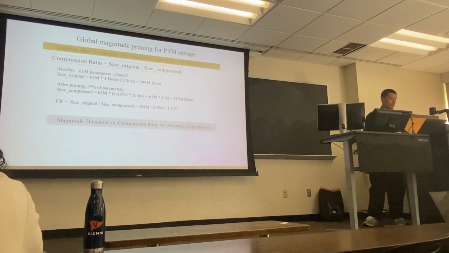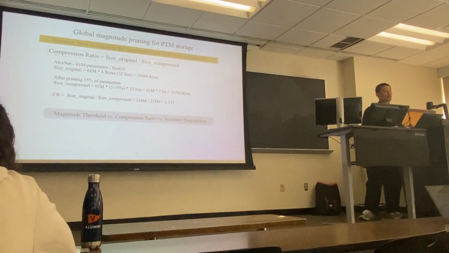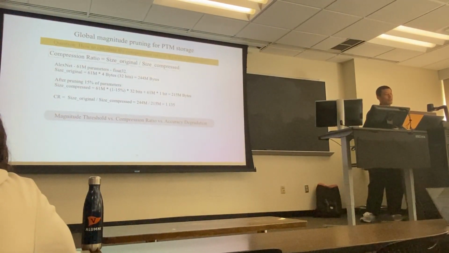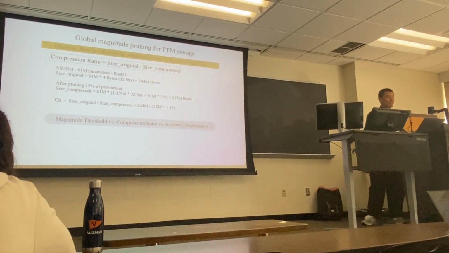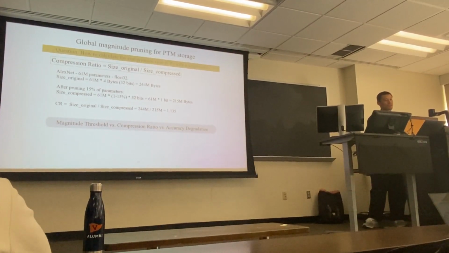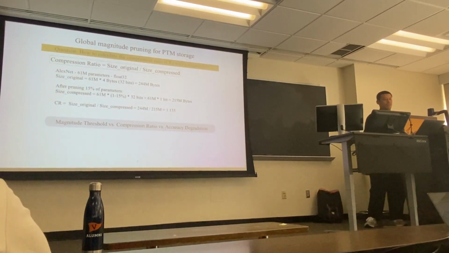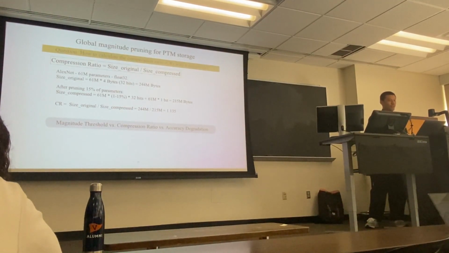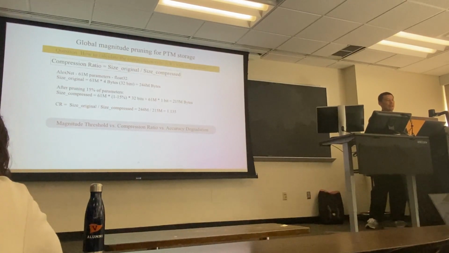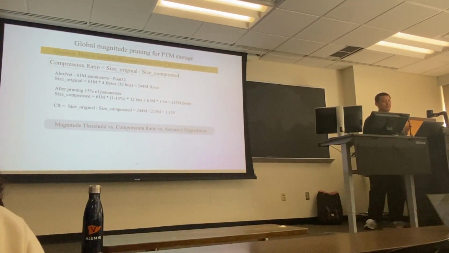Yes, correct. So if we set a bigger magnitude threshold, that means the compression ratio will be higher than before, right? But it will bring a significant accuracy degradation because we removed parameters which were in the original model, but right now we remove them. We use 0 to represent them. Especially in the storage scenario, we are not allowed a significant accuracy degradation because fine tuning is not guaranteed.